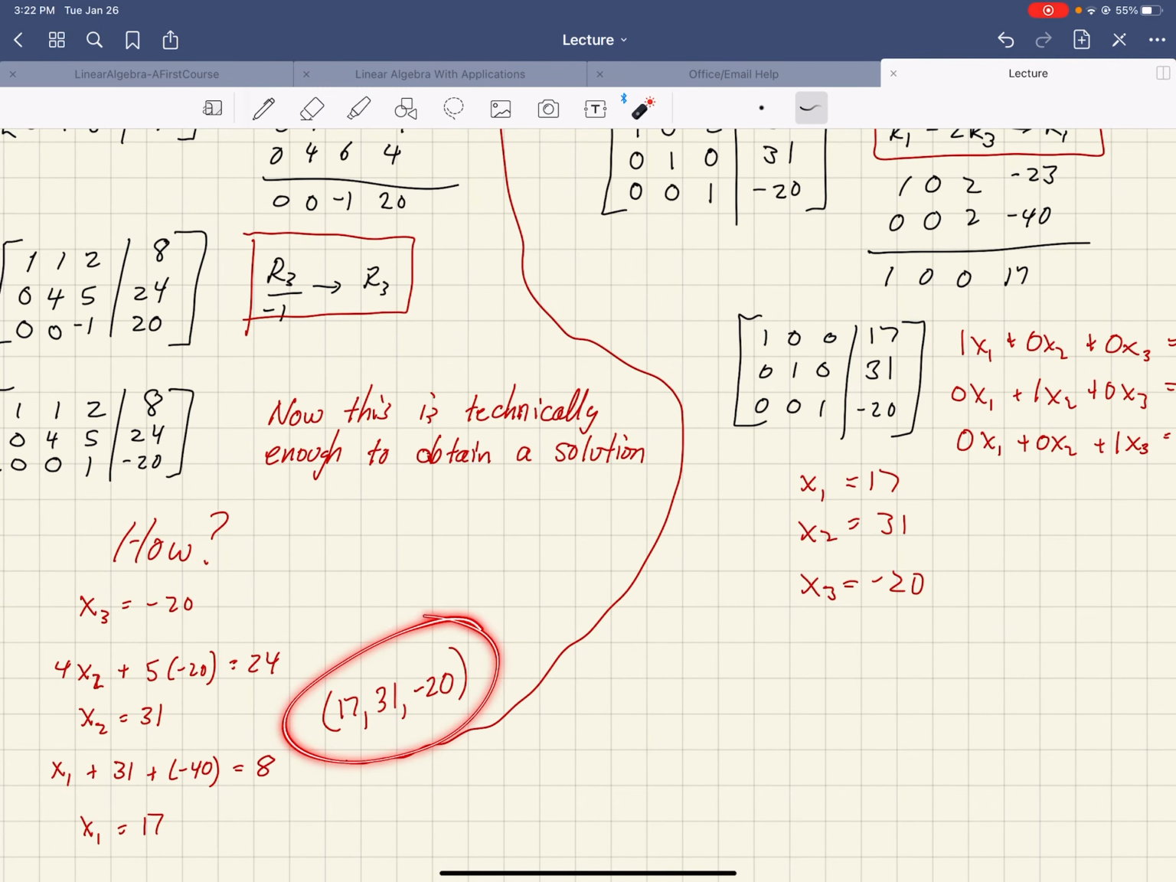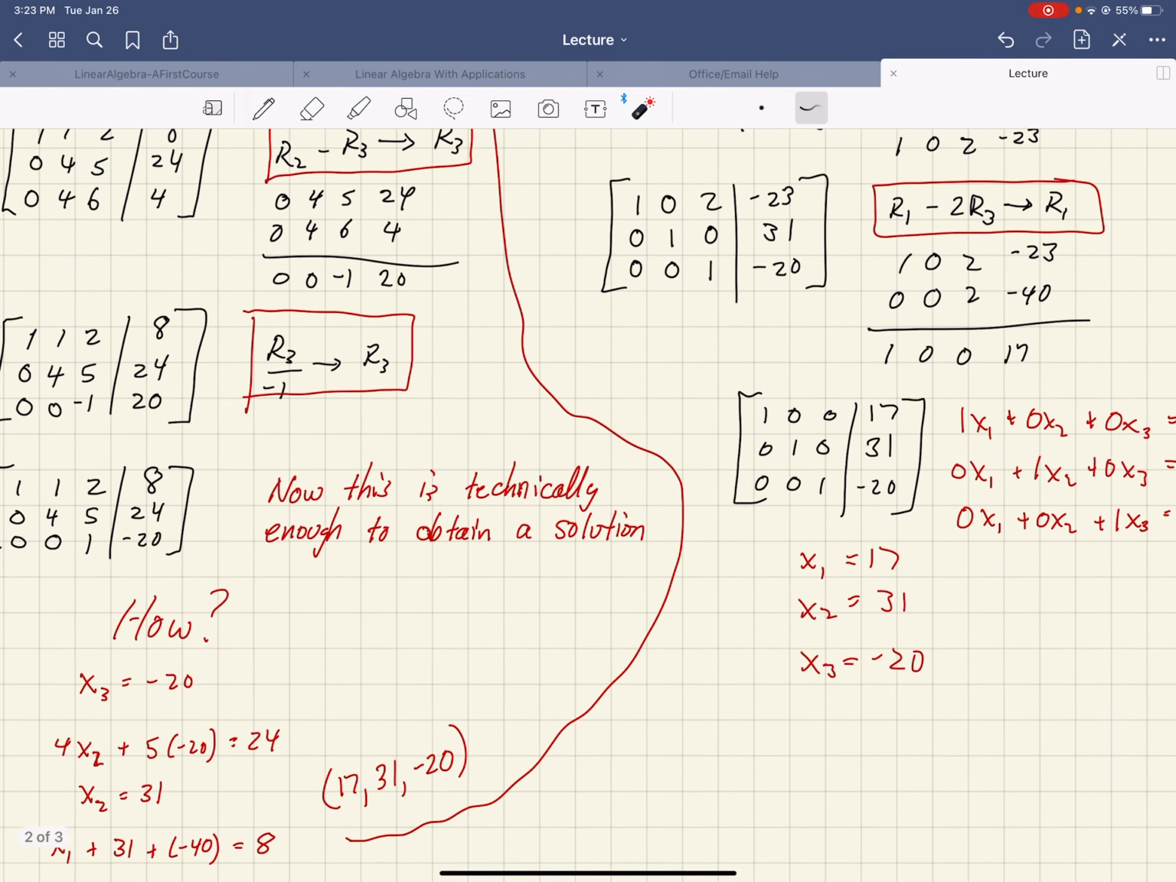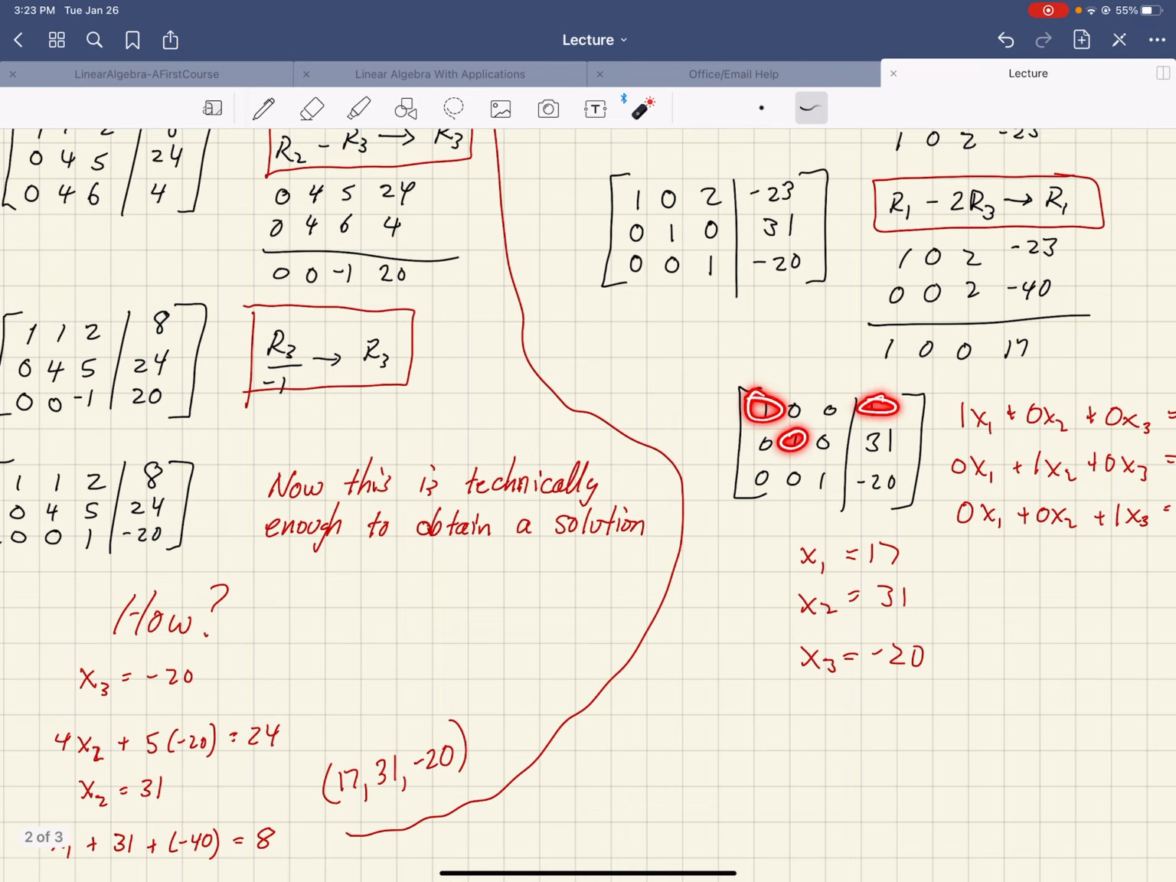But look, that is exactly what we got when we back substituted out. So you can get to row echelon form and then back substitute out, or you can go all the way to reduced row echelon form and then basically read it off. X is 17, Y is 31, Z is negative 20.